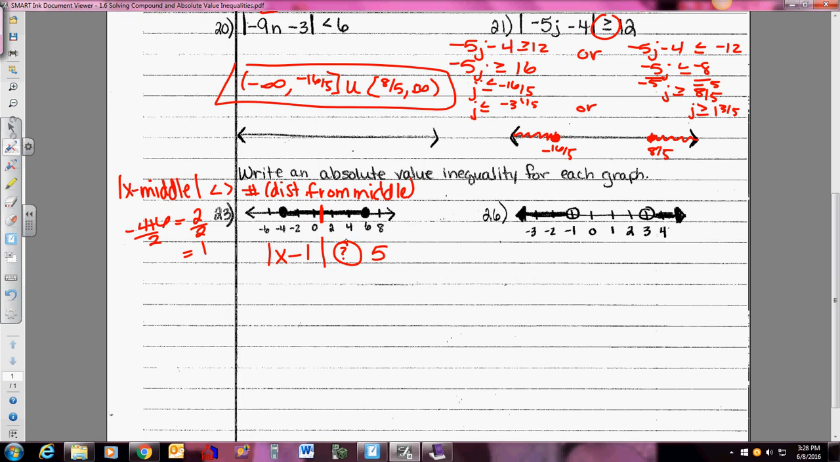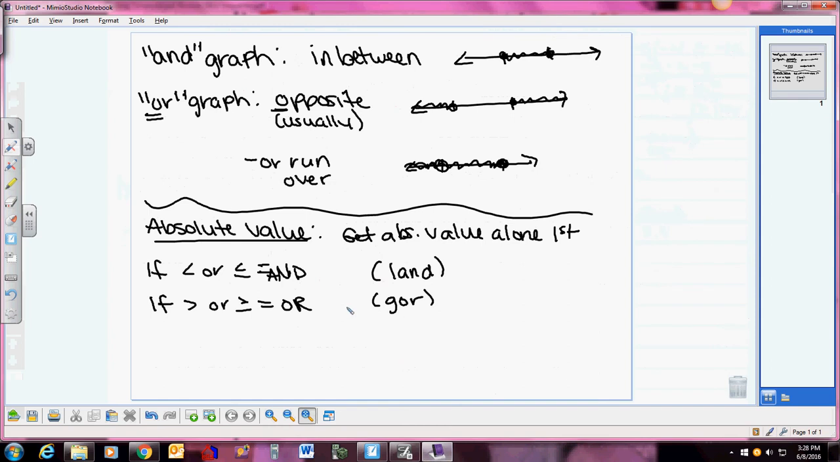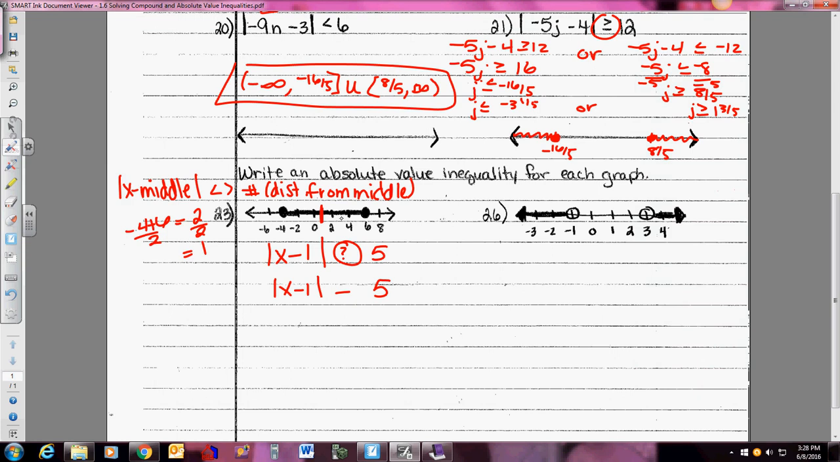So for this part, we have to decide if it's less than, greater than, less than or equal to, greater than or equal to. So let's make it a little bit easier for ourselves, right? Is this open or closed? This is closed, so I know it's going to have that symbol. And now it's an in-between graph. So if it's an in-between graph with absolute values, what is that going to be? And or? That's an and. So it's in between, which means and, so it's less than or equal to. Absolute value of x minus 1 is less than or equal to 5.